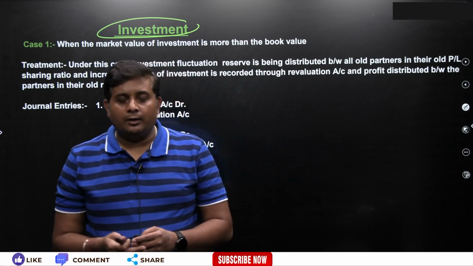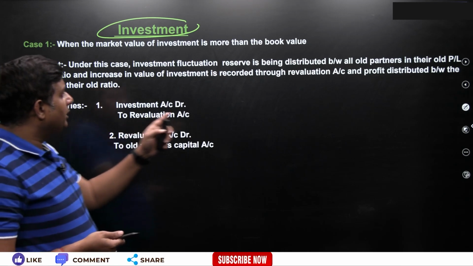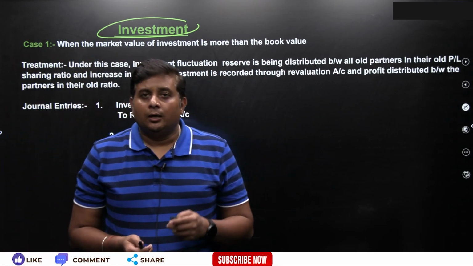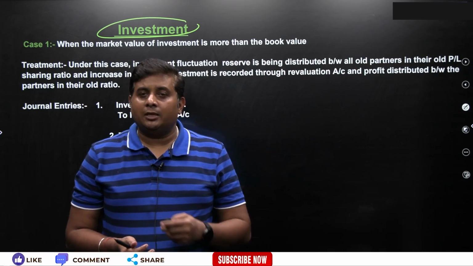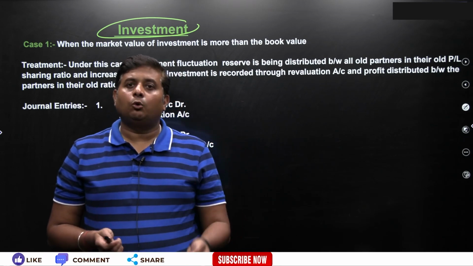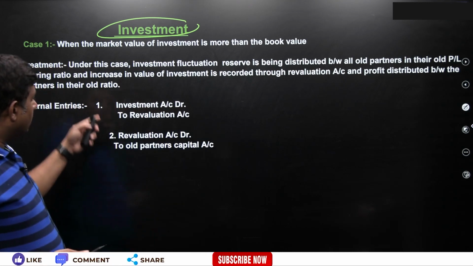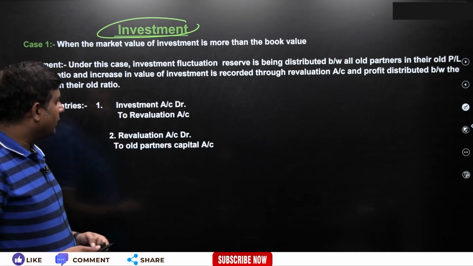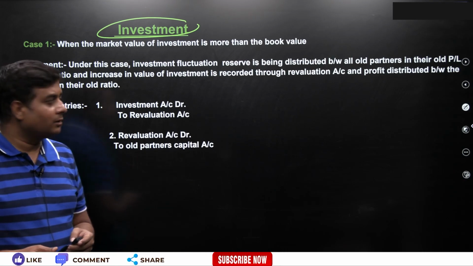So there are 3-4 conditions. Let's talk about that. The first condition is when the market value of investment is more than the book value. Whenever the market value of investment is greater than the book value, the investment fluctuation reserve doesn't have any use and has to be distributed to the partners in their old profit and loss sharing ratio. So the journal entries to record the increase in the value of investment are: investment account debit to revaluation account, and second, revaluation account debit to old partners' capital account.